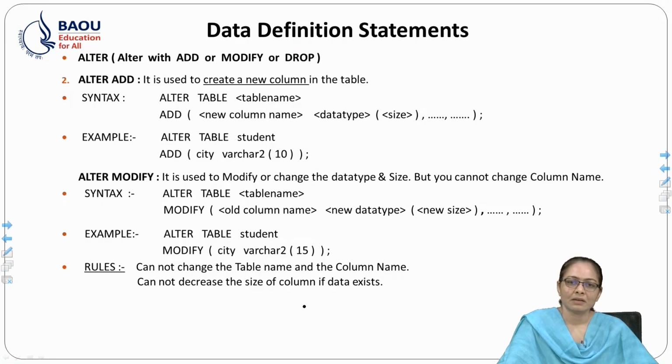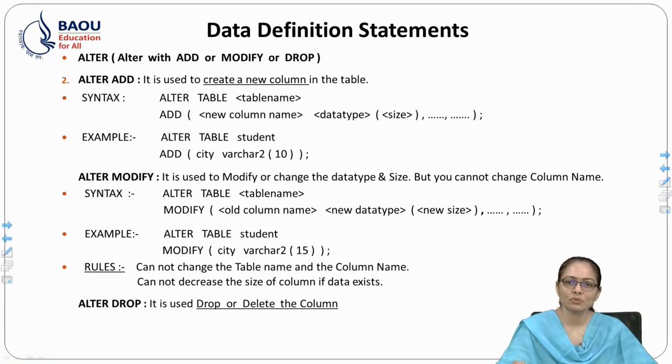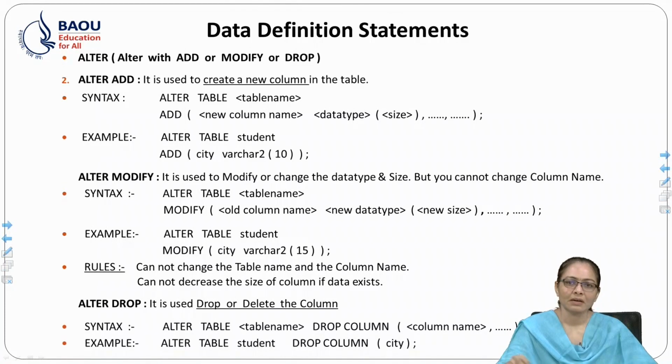Okay. Now, the next command is alter drop. It is used to drop or delete a column. The syntax of the alter drop command is alter table, table name, then drop column, then column name. For example, alter table student and drop column city. Here the column city is deleted using the alter command with drop.